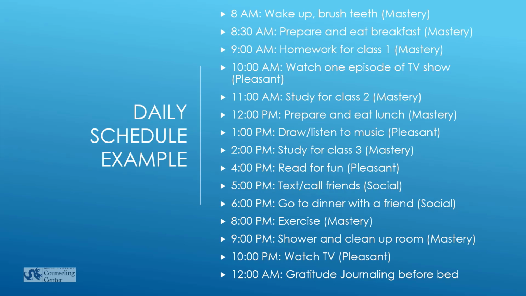So anyway, at 2 o'clock, study for class number 3 for 2 hours. Then at 4, reading for fun would be a pleasant activity. Then at 5, texting and calling friends, which would be a social activity, our first social activity, as well as going to dinner with a friend, another social activity at 6. Then when you come back from dinner, exercising is a mastery activity. Then showering and cleaning up your room at 9, before then sort of ending your day with a period of being able to watch TV and then gratitude journaling.